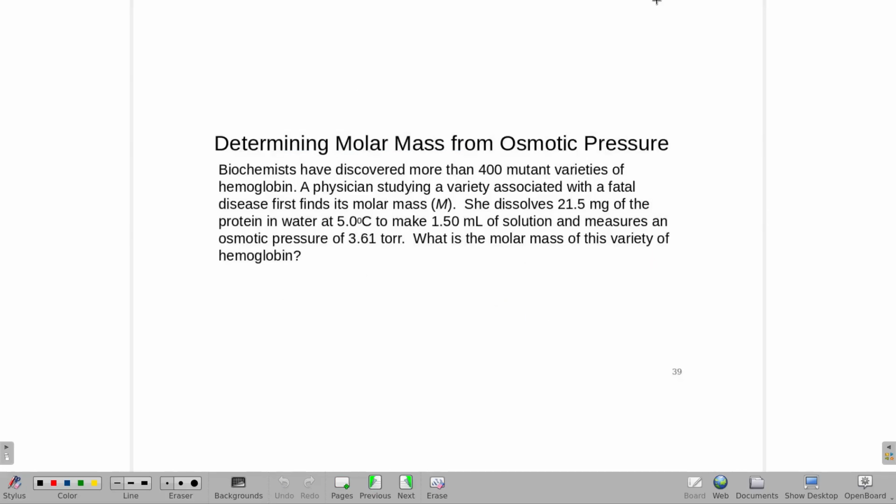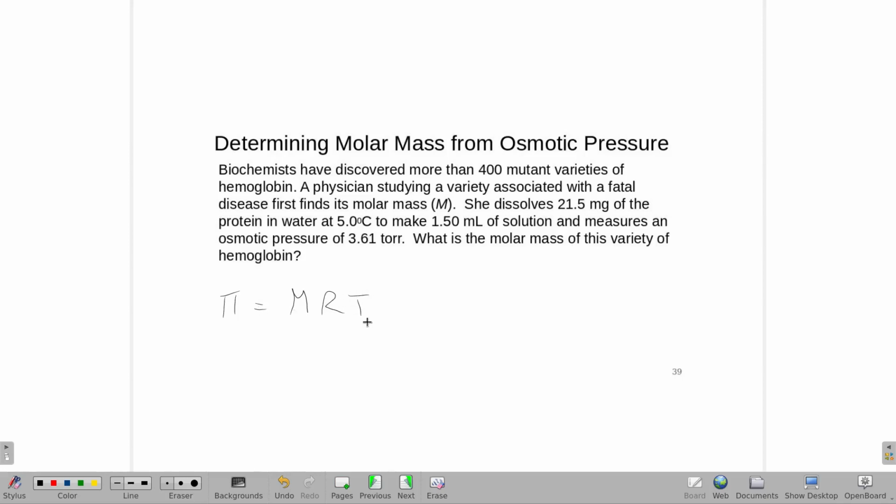All right, we take advantage of this in some very clever ways. Hemoglobin is a ridiculously huge molecule, so getting its molecular weight is challenging. We can get it from osmotic pressure. So that's what we're going to do here. Here's my equation for osmotic pressure: molarity times R times T.